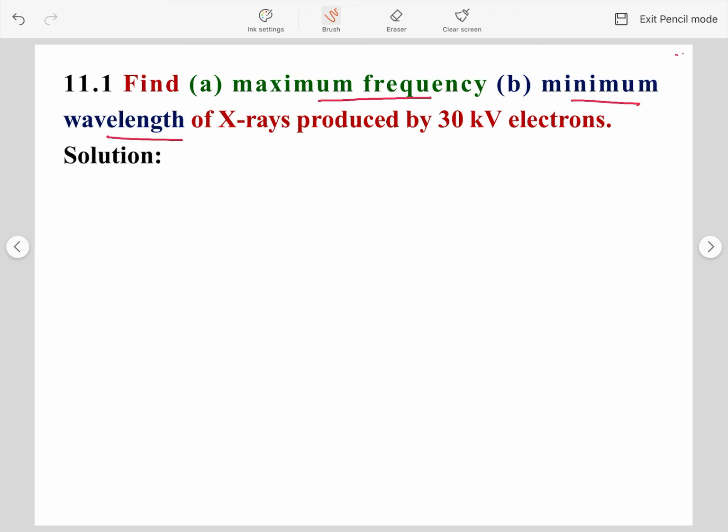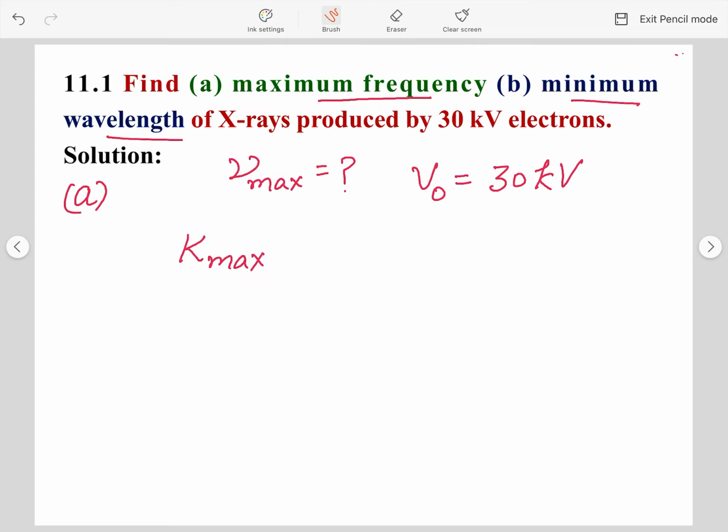We have to find frequency maximum in part A. So what is given here? Here V naught is given. Its value is 30 kilovolt. And which formula we will use? K max, kinetic energy maximum. Its formula is eV naught. And the formula of kinetic energy is h nu max.